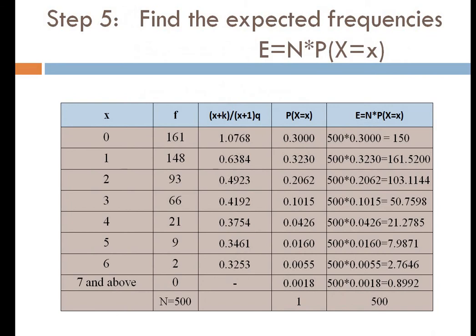Step 5. Find the expected frequencies. E equal to n into probability of x equal to x, where n is total frequency. The expected frequency of x equal to 0 is 500 into the corresponding probability 0.3. So this into this gives 150. So this is expected frequency of x equal to 0. Similarly, we can obtain expected frequency of x equal to 1 as 500 into corresponding probability 0.3230, that is this. In the similar way, we obtain rest of the expected frequencies.